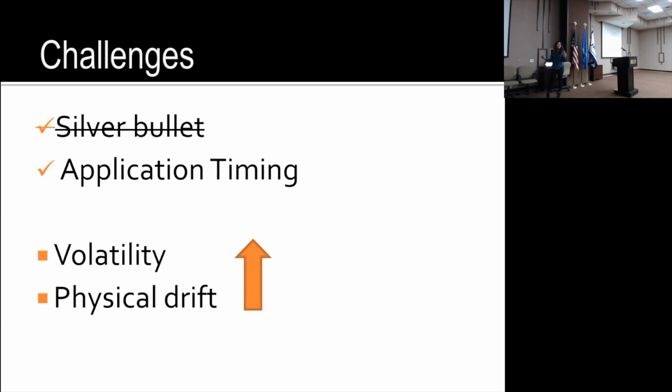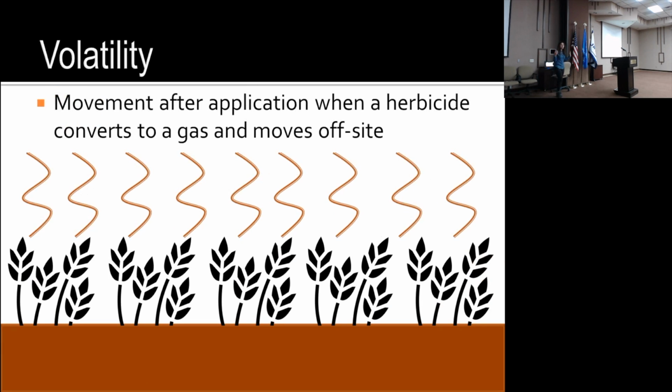So what is volatility? We hear these words a lot when we're talking about these new technologies. It is the movement after application when a herbicide converts to a gas and moves off-site.